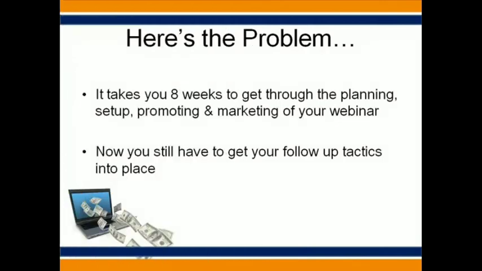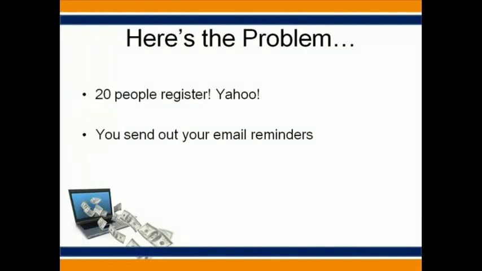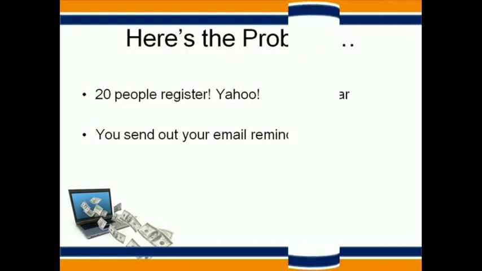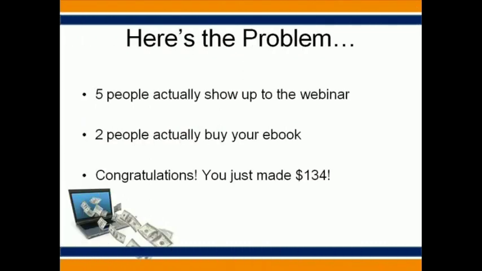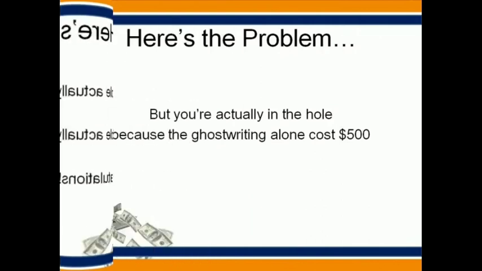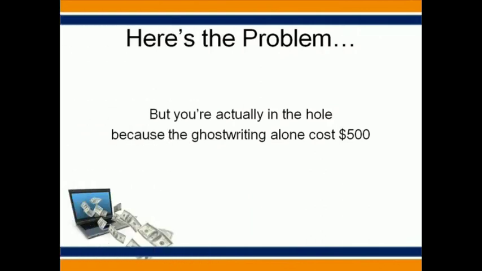It takes you approximately 8 weeks to plan, set up, promote, and market your webinar, besides setting in place all your follow-up strategies. 20 people register. You're ecstatic. You faithfully and diligently send out reminders. 5 people actually show up in your virtual conference room for the actual webinar on the actual day. 2 of these buy your ebook. Congratulations! You've made exactly $134 for 8 weeks' work, before expenses that is, and minus the $500 for your outsourced ebook. Kind of discouraging, isn't it?